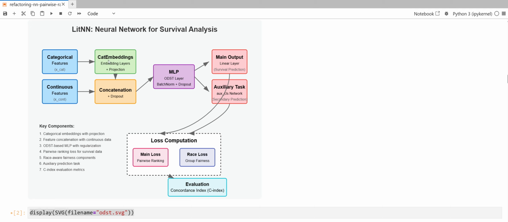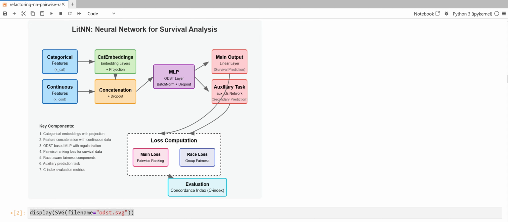The categorical features head into these cat embeddings blocks. These are embedding layers, and they're super important. Instead of just saying, like, Category 1, Category 2, each category gets its own little vector of numbers. This lets the network capture much richer, more nuanced relationships between categories.